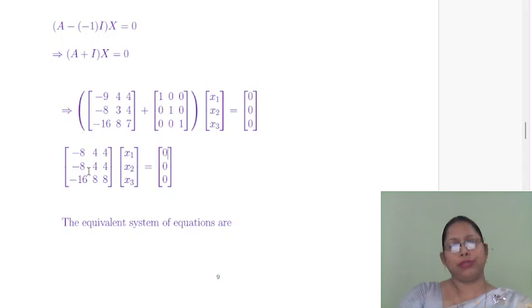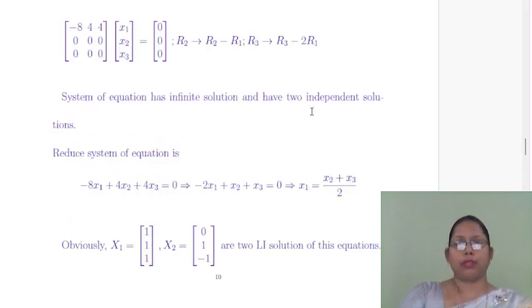Make this 0 and this 0 with the help of proper row transformation as given by this. Here in this system of equations, rank is 1 and there are 3 equations. So this system of equations is consistent and has infinite solutions, and the number of independent solutions is the number of equations minus rank, that is 3 minus 1, equal to 2 independent solutions.